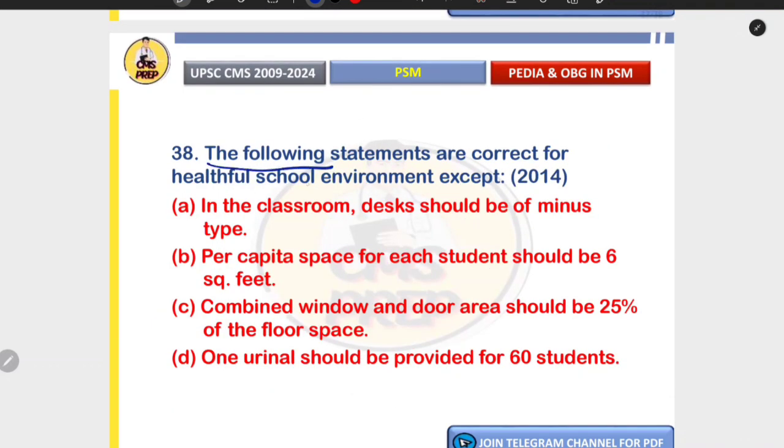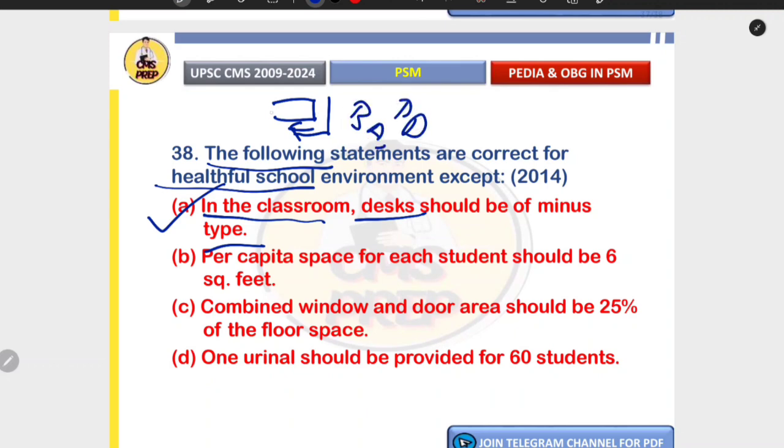The following statements are correct for a healthful school environment except. In the classroom, the desk should be of minus type. Yes, it is correct. Minus type desk means that the chairs can go slightly inside the desk. This prevents backaches and postural defects. Hence, minus type desks are recommended.